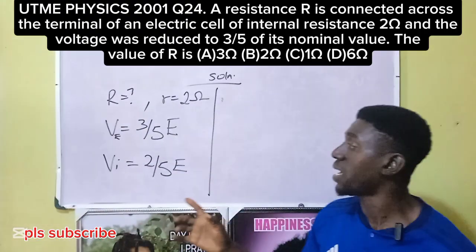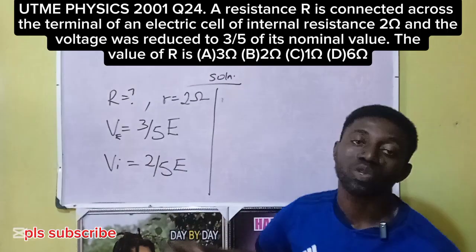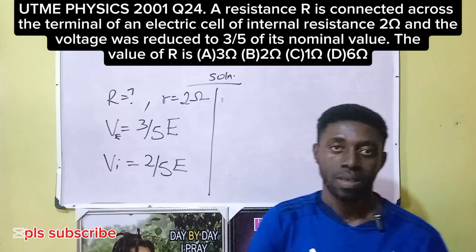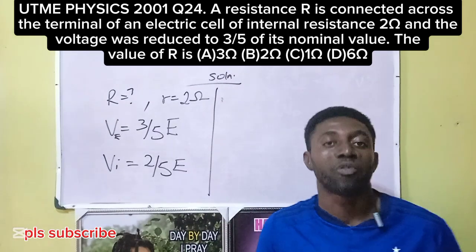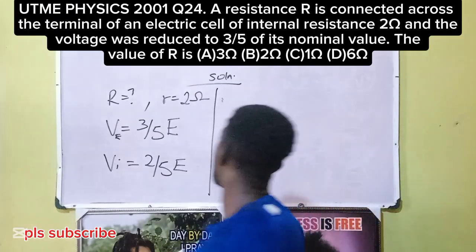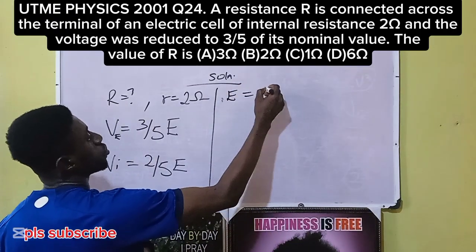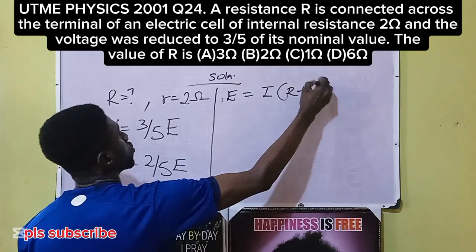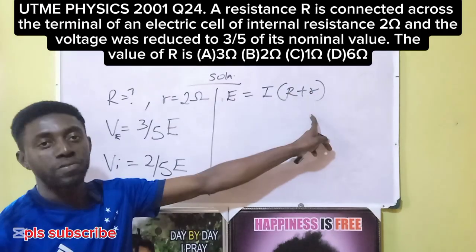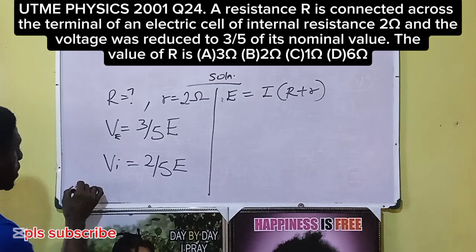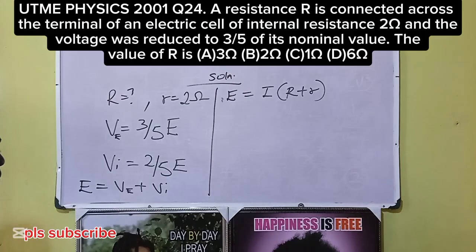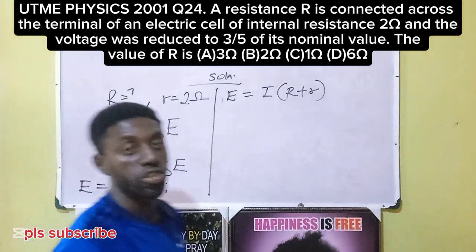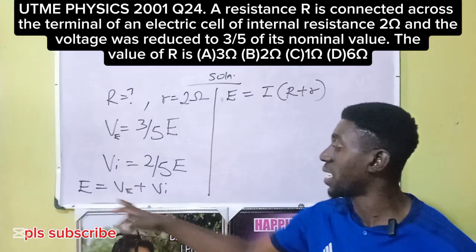Okay, from the parameters, you will know that the best way to find this is to go back to the formula for finding EMF, because here we have internal resistance, external resistance, voltage supplied and voltage wasted inside the cell. Then recall, E is equal to I, open bracket, capital R plus small r. This formula for finding EMF was gotten from EMF equals external voltage plus internal voltage. The voltages joined together give us our EMF.